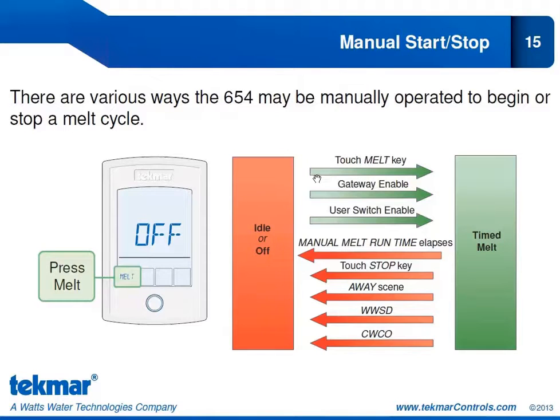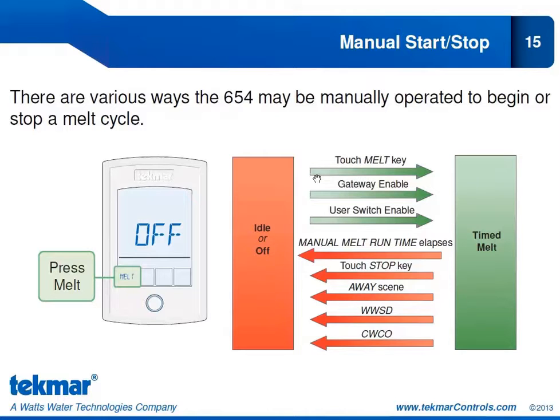So you can move from the idle or off state into a timed melt state by touching the melt key. So pushing this melt key on the 654. You can also do it by enabling the 654 through a gateway 483. And you can use a user switch to enable it into the melt state as well. We will talk about the use of gateways and user switches in the third feature set training segment, which is segment number 7 in this TechMar Snowmelt training webinar series.